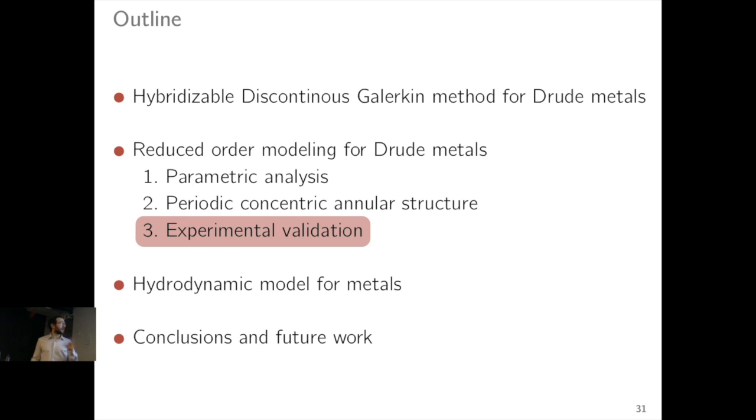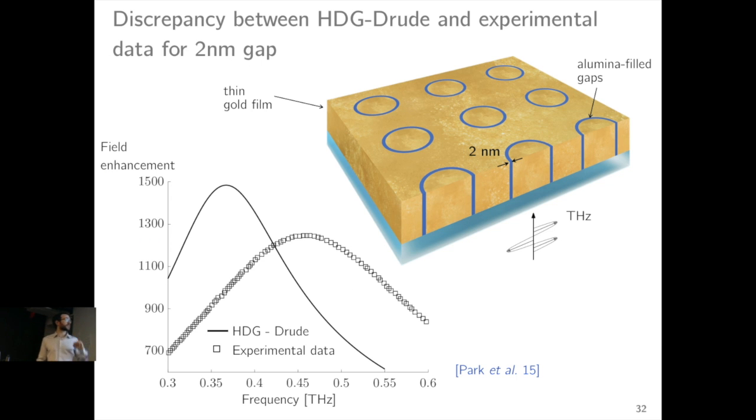Okay. Let me now talk a bit about experiments. So we have, again, this same annular structure for 2 nanometers, and it was reported in this paper in 2015 that there was some mismatch between the experimental data and the simulations with the Drude model. Even though these two profiles agree qualitatively, there's, as you can see, a mismatch in the resonant frequency.